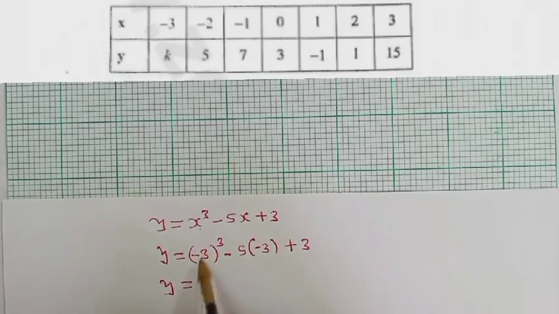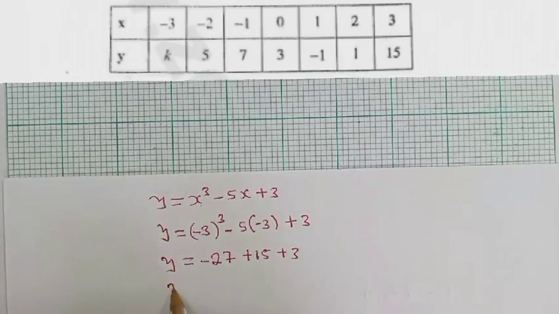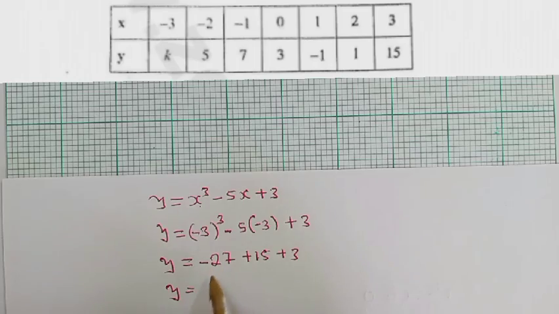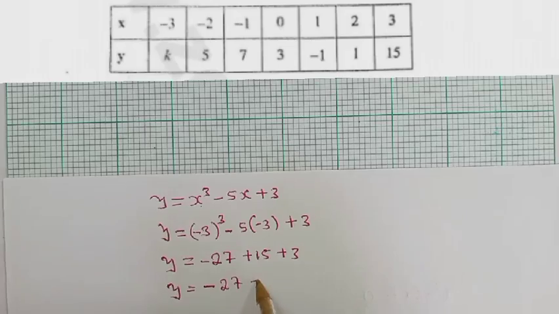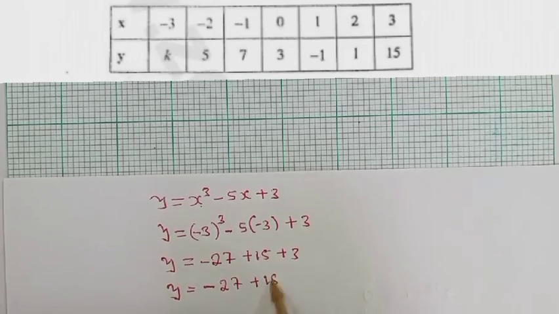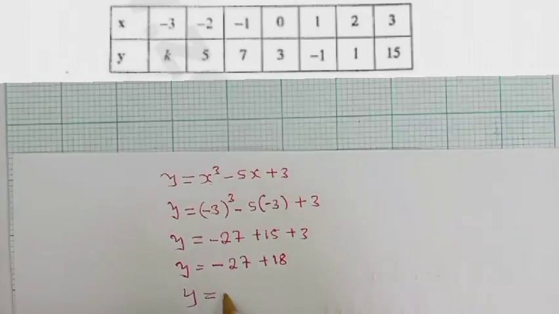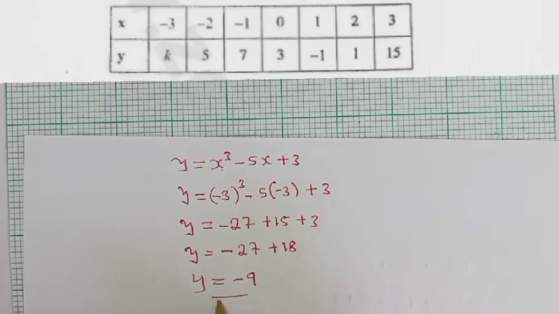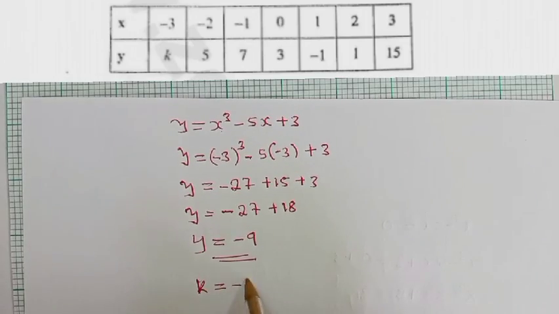You get -27 right here, and here you get a 15 plus 3. So when you work out things, you find that the value of y will be equal to -27 plus 18. So this is 18: 15 plus 3 is giving us 18. So y is equal to -9. -27 plus 18, we're getting -9. So meaning the value of k is equal to -9.